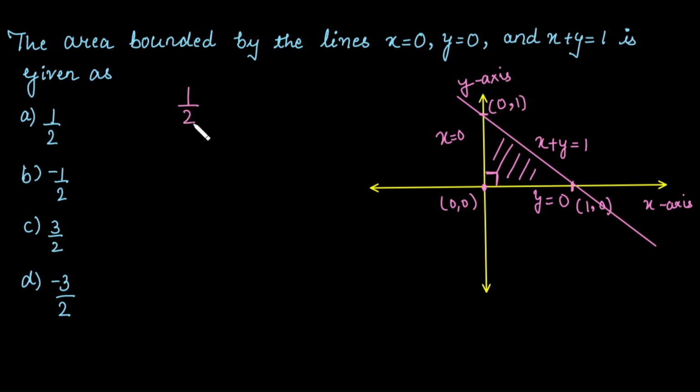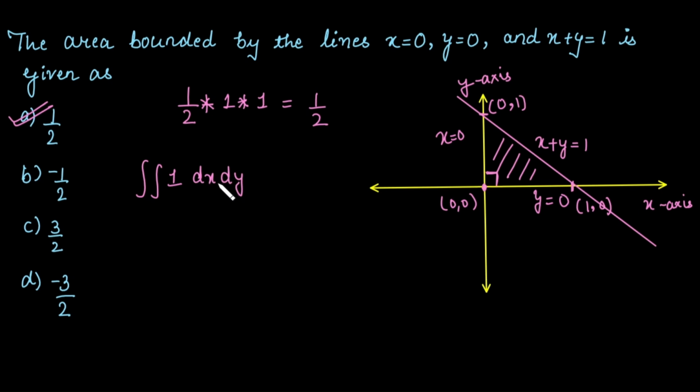So according to the triangle formula, area is half into base. Base is 1. Height is 1. This is equal to 1 by 2. Hence option A is correct. Otherwise, you can solve by double integration. Take the function as 1 dx dy.